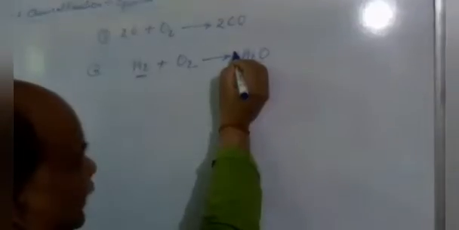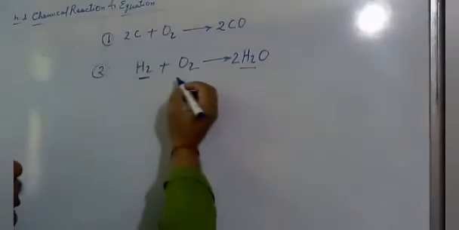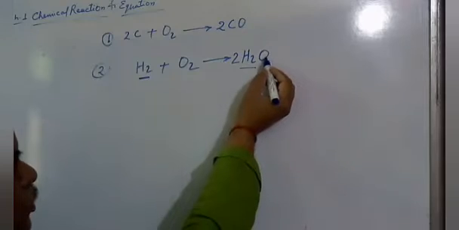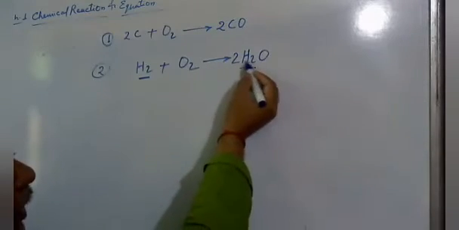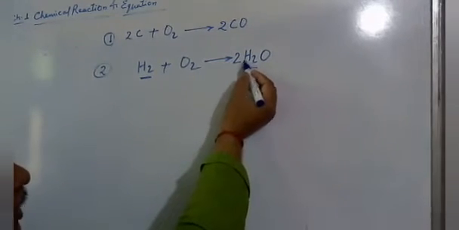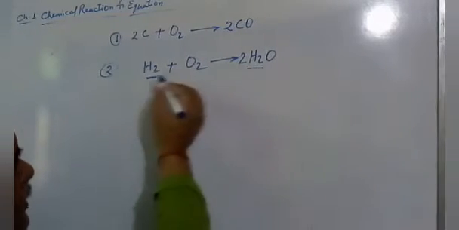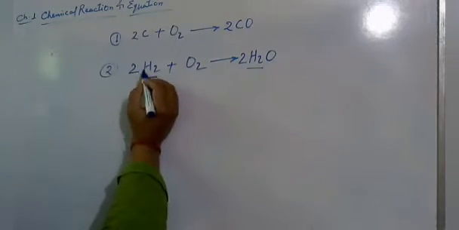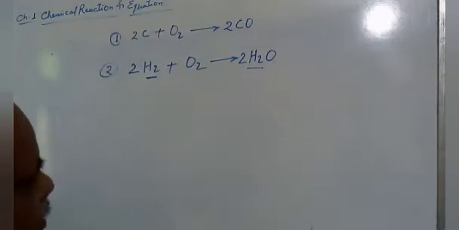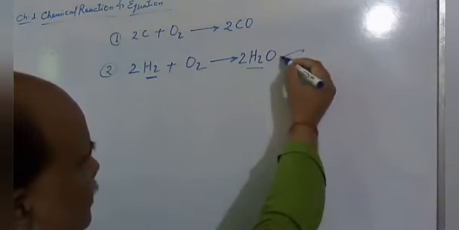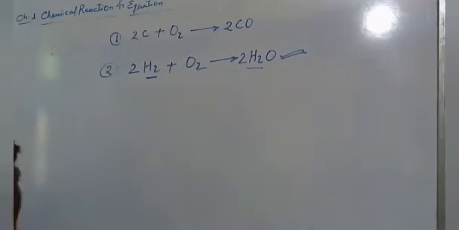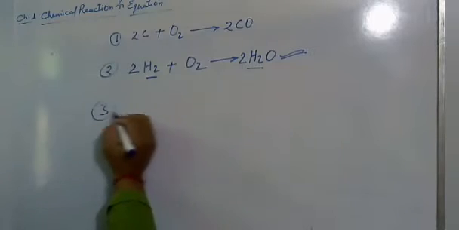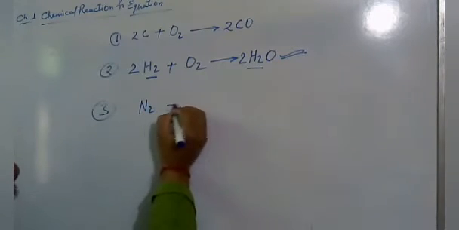We multiply by coefficient 2 before the water molecule, 2H2O. Oxygen is balanced, but hydrogen becomes unbalanced because there are 4 atoms of hydrogen on the product side and only 2 atoms of hydrogen on the reactant side. So we multiply coefficient 2 before hydrogen, and thus the equation will balance.